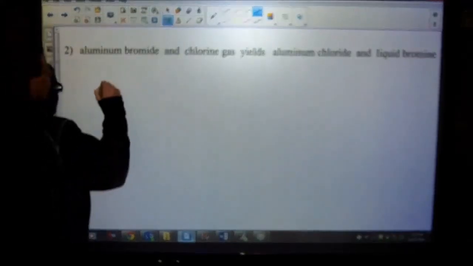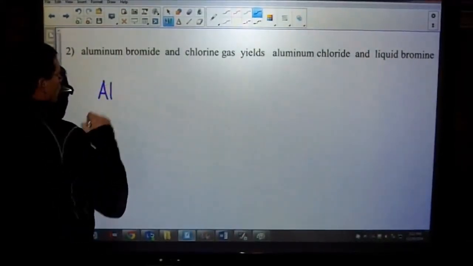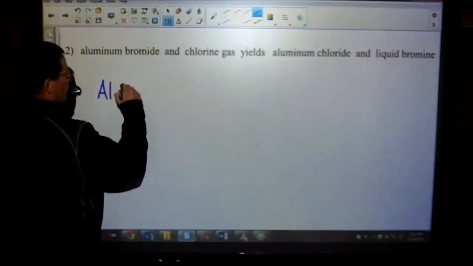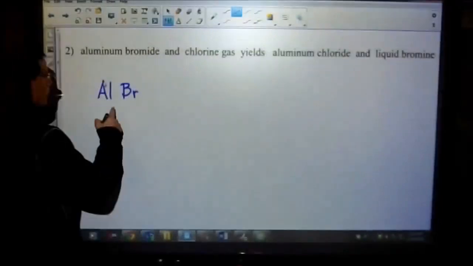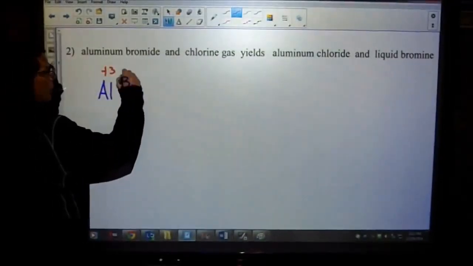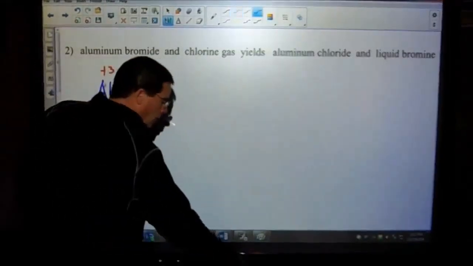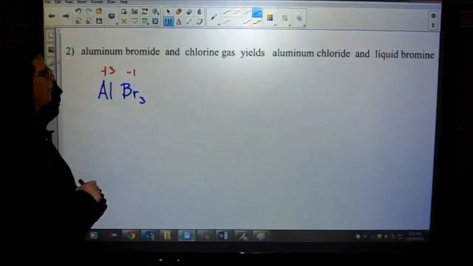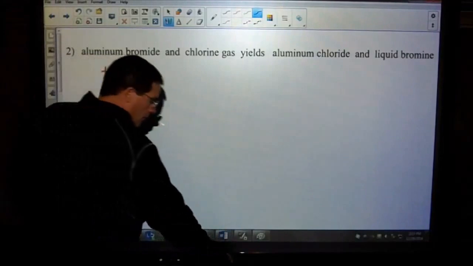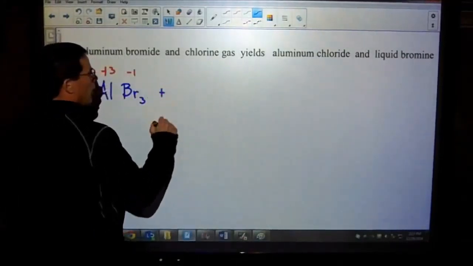So aluminum bromide, so again, aluminum is Al, bromide is Br. When looking at your periodic table, you know that aluminum has a +3 charge, bromine's a -1, so we need to balance out the charges because these are ionic compounds. The "and" means that we have a plus sign.